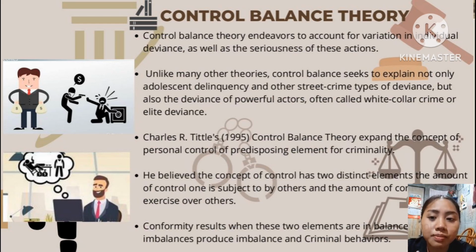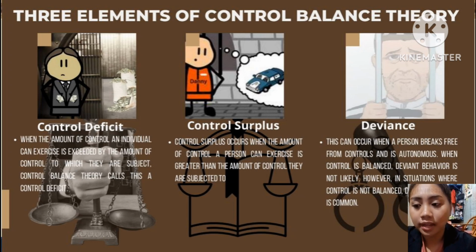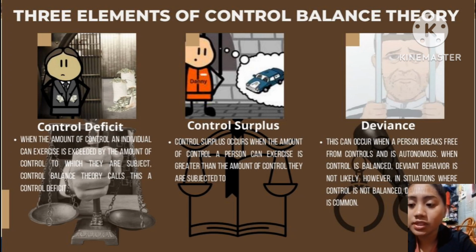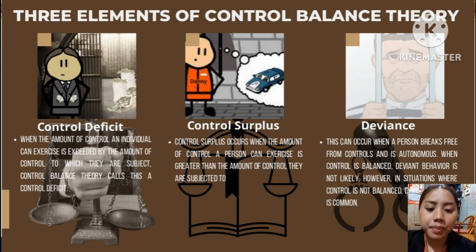According to control balance theory, the concepts of control can put restrictions on individuals that give them the instinct to commit a crime. We have three elements of control balance theory according to Charles Tittle. First one is the control deficit. When the amount of control an individual can exercise is exceeded by the amount of control to which they are subject, control balance theory calls this a control deficit. Dito, kapag yung amount of control mo sa isang individual ay lumagpas na sa amount of control na dapat mo nang gawin ay tinatawag na control deficit.